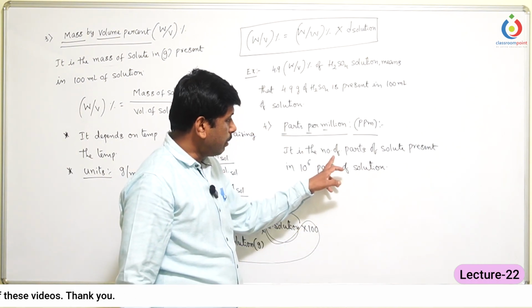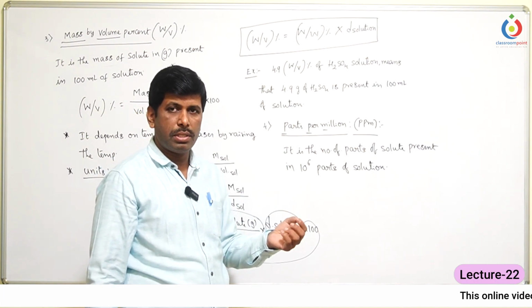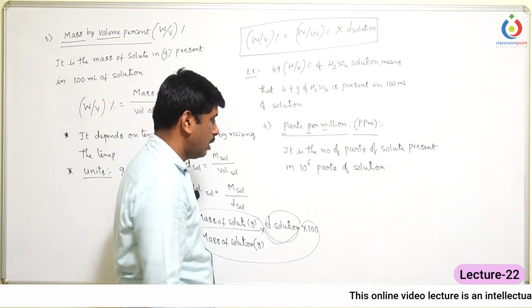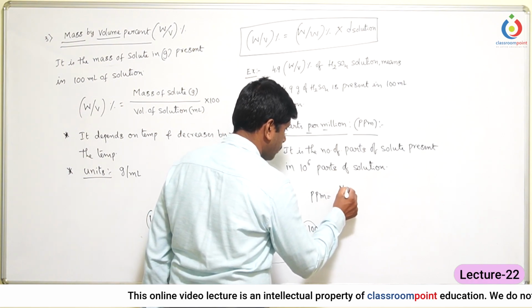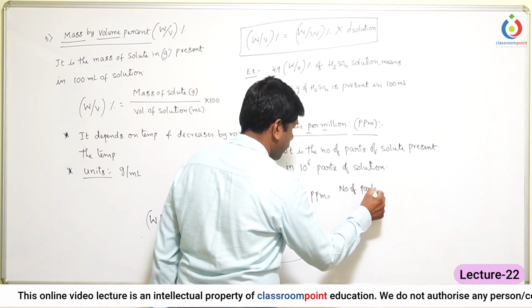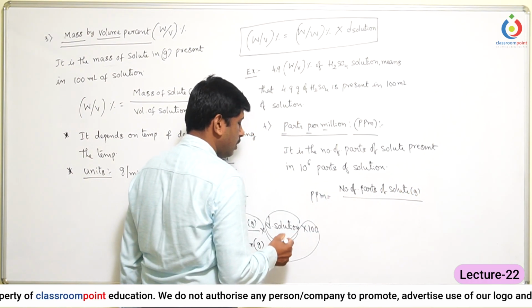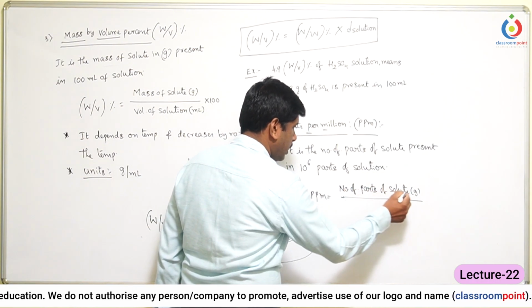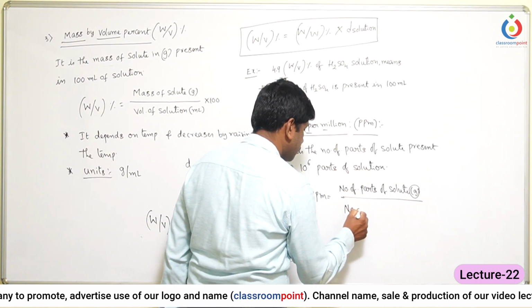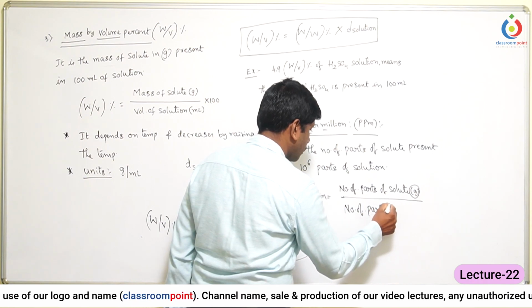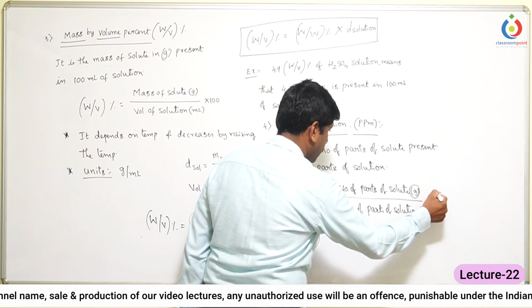The thing here is, this number of parts you can take either in terms of the mass percentage, or the volume percentage, or the mass by volume percentage. Let us see how to use this. So ppm is equal to number of parts of solute, I am taking in grams, divided by, here we have taken the solute in grams, so I am taking the mass of the solution, number of parts of solution in grams into 10 power 6.